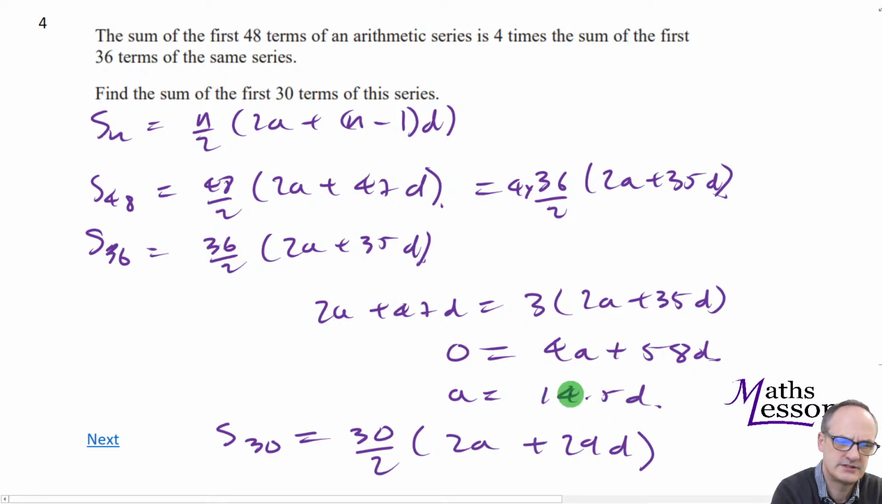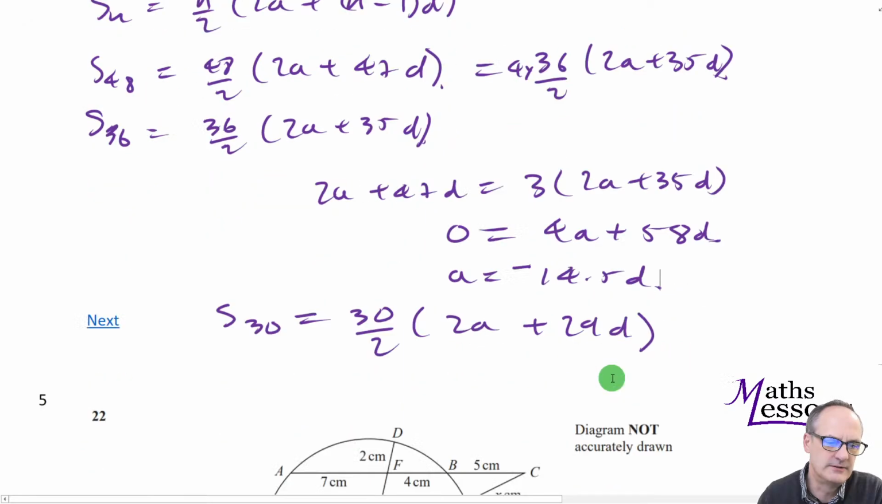And I've just made a mistake. There's a minus here. There we go. 4a plus 58d. That should be minus 14.5d. The reason why I knew I made a mistake, because I didn't get the answer I wanted to get, which was 0. Because when you times this by 2, you get minus 29 lots of d.